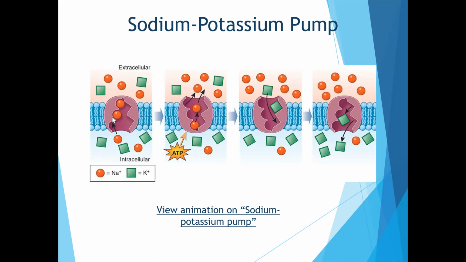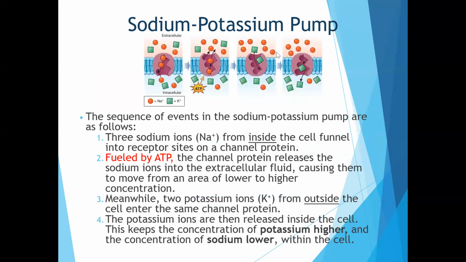So the little red dots are your sodiums and the green squares are your potassiums. So what ends up happening is that 3 sodiums from inside the cell get pumped out of the cell using ATP, and it brings back in 2 potassiums. And there's an animation that goes with this as well. We're about to go over the steps on the next slide.